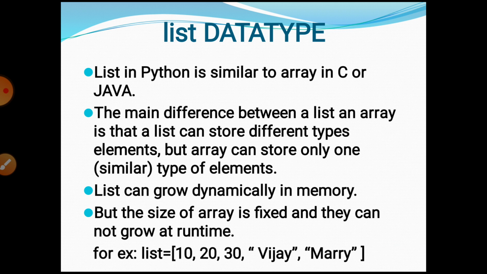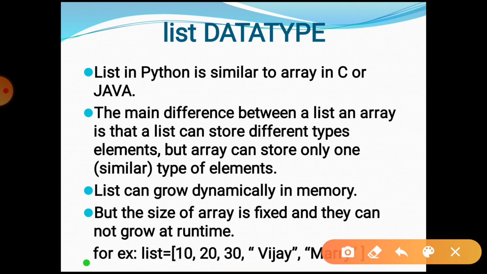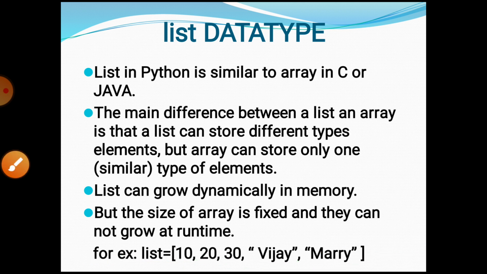So here is the example. See the example. So here is the list and it holds different types of values. So it's a facility of the list. We can store different types of values because here a string and numeric both types of values are stored.